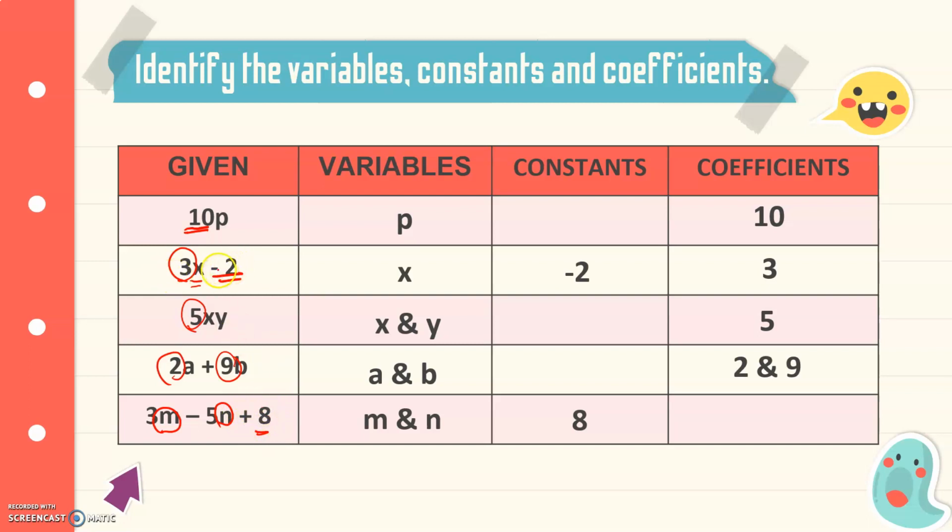Again, earlier we have minus 2, so our constant there, which is 2, is a negative number because we have subtraction there. So we'll include that operation. In here, we have positive 8. There's no need for us to write the positive sign here. And lastly, our coefficients are 3 and negative 5. So we'll multiply 3 to m, then we'll multiply negative 5 to n.